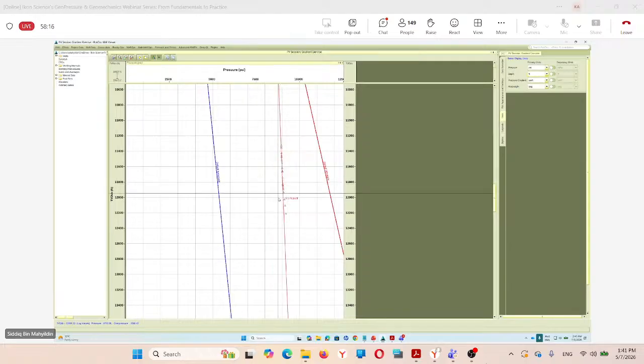And I'm going to draw another polygon down here. I'm just doing a rough work over here. Maybe this one. And I'm going to put another best fit line. You can see this is the water gradient, and it has a contact around 11,825 feet TVDKB.